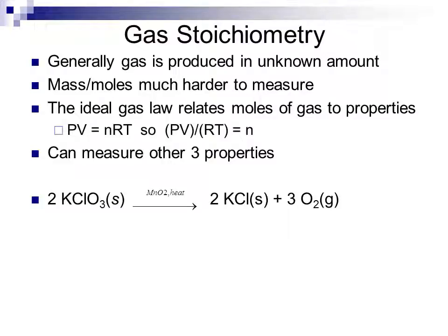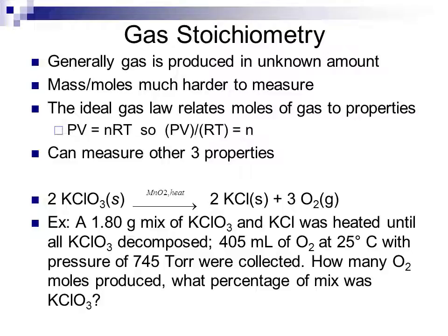So for our same reaction, our potassium chlorate decomposition, if we have 1.8 grams of a mixture of potassium chlorate and potassium chloride, so we have some product in the reaction mixture already. If this is heated until all of the potassium chlorate decomposed and 405 milliliters of oxygen are produced, which at 25 degrees Celsius had a pressure of 745 torr when it's collected, how many moles of oxygen were produced? And what percentage of the mixture initially was potassium chlorate?